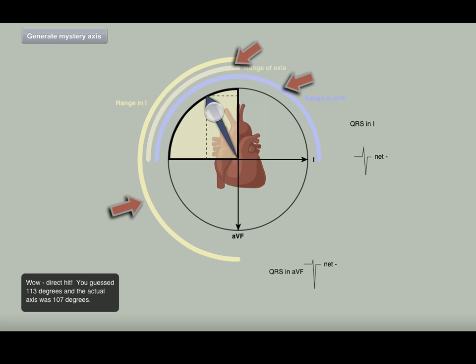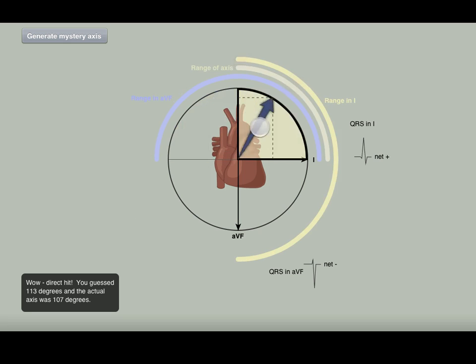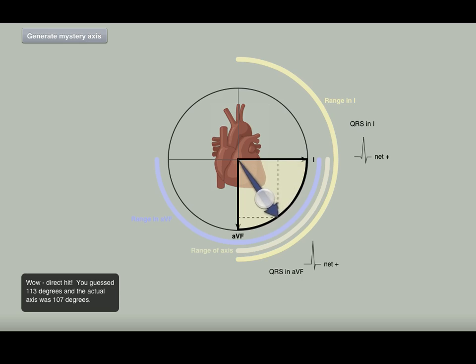The colored arcs show this idea. If we drag the axis vector into the lower left quadrant, let's pretend we don't know where the axis is and try to deduce it from the QRSs and the colored arcs. The QRS in AVF is net positive, and this means that the vector projects positively onto AVF. Therefore, the vector must fall somewhere in the lower half of the circle, and this is shown by the blue arc labeled as range in AVF.